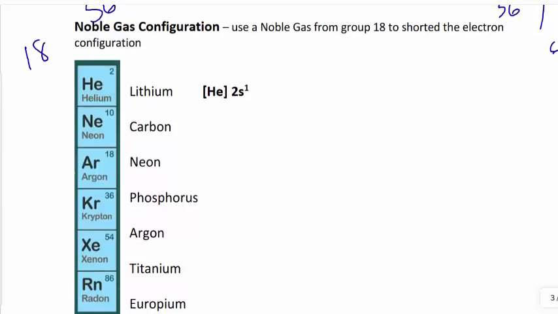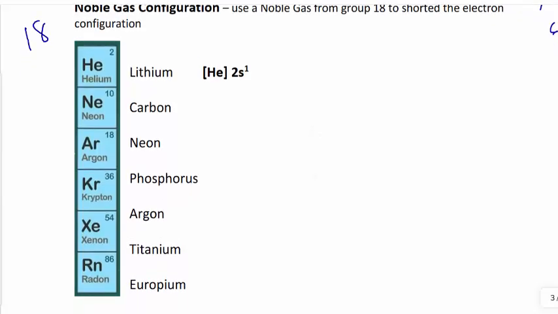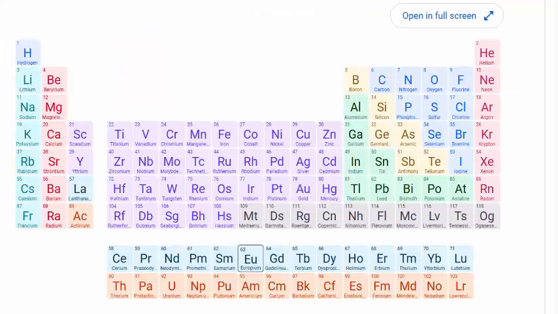So we're going to be using the same examples that we did up here before, but we're going to shorten them. So if we look at carbon, carbon was atomic number 6.